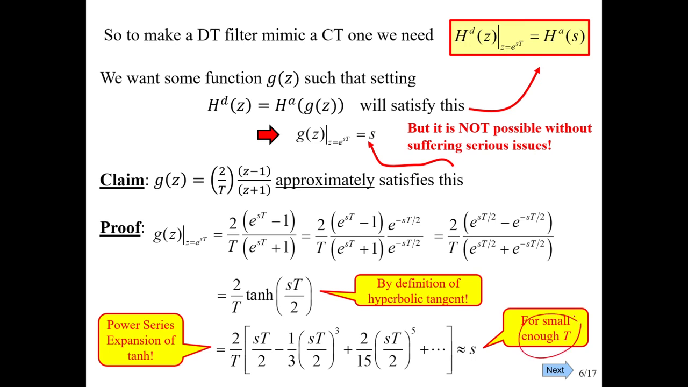So if T is small enough, look, T cubed, T to the fifth, these things will be negligible compared to just a T. And so what ends up happening if we say those are negligible? Those all go away. The T cancels, the 2 cancels, and we're left with approximately equal to S. So it satisfies this approximately. That's why this works. Plus, it does not suffer these serious issues. So it works approximately, and it gives us filter designs that are nice.